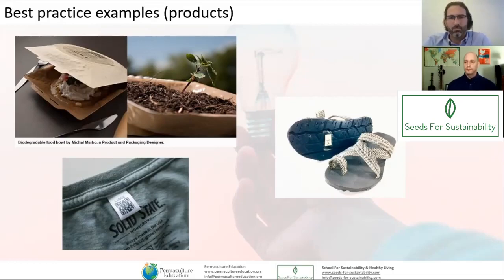And fully biodegradable. And there's absolutely no reason why we should be using virgin plastic made from crude oil to make packaging. Absolutely no reason. On the right, you'll see some shoes that are made from recycled tires. It's a great use for recycled tires.